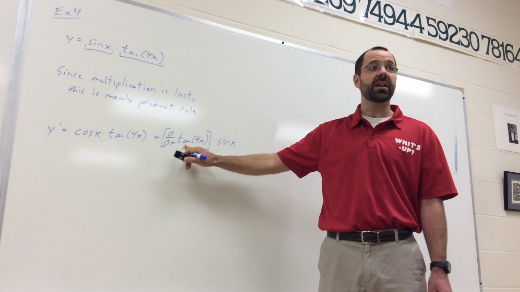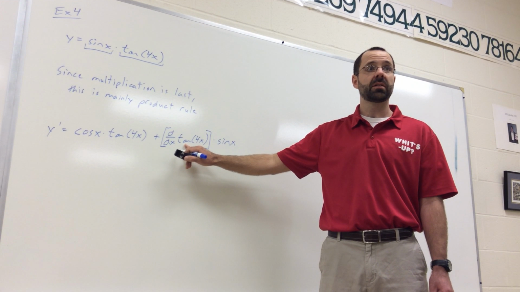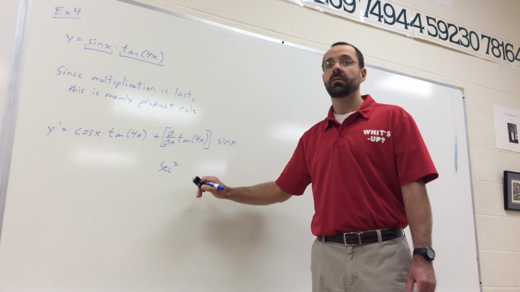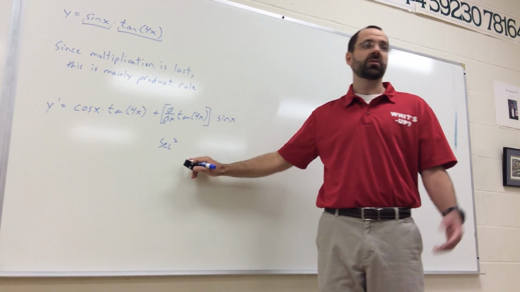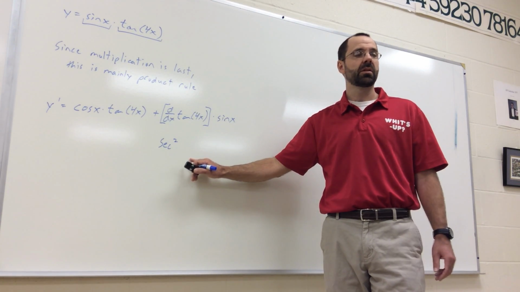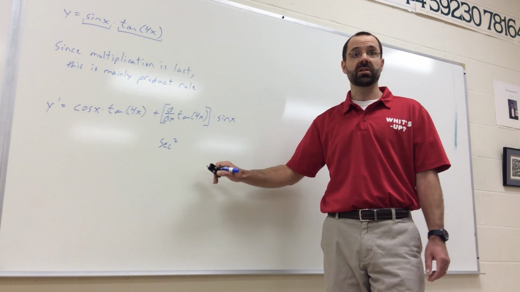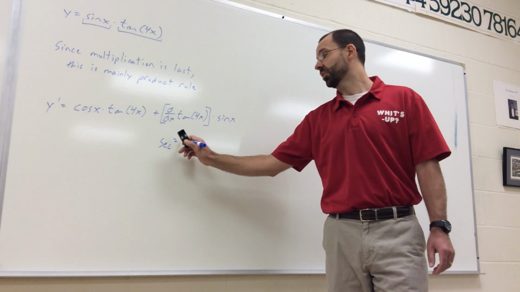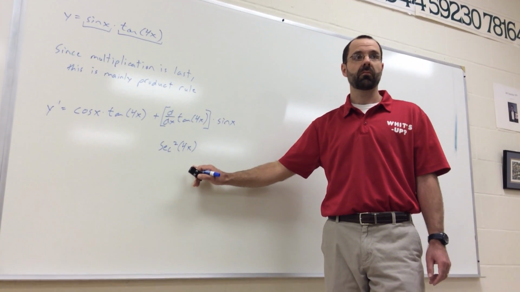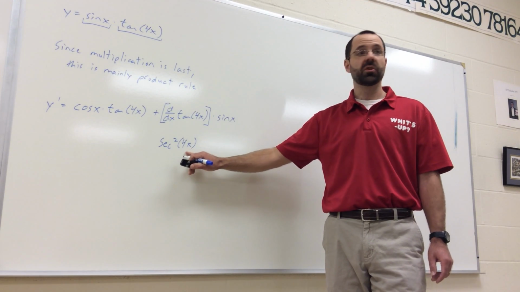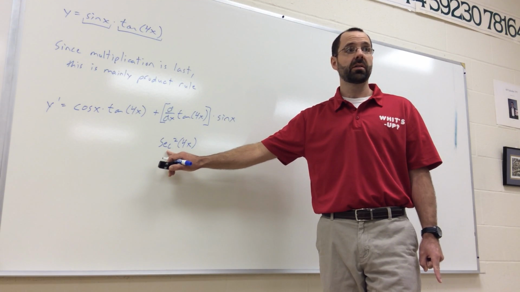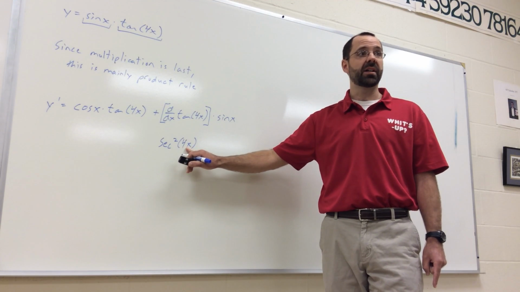The outside function is tangent. The derivative of that is secant squared. So I have to take the derivative of the outside. And the outside is tangent of x, so the derivative is secant squared of x. But then the second step is to plug the 4x into that. So it's going to be secant squared of 4x. So far I've done the first two steps. I took the derivative of the outside, that's secant squared, and I plugged the regular inside into it.